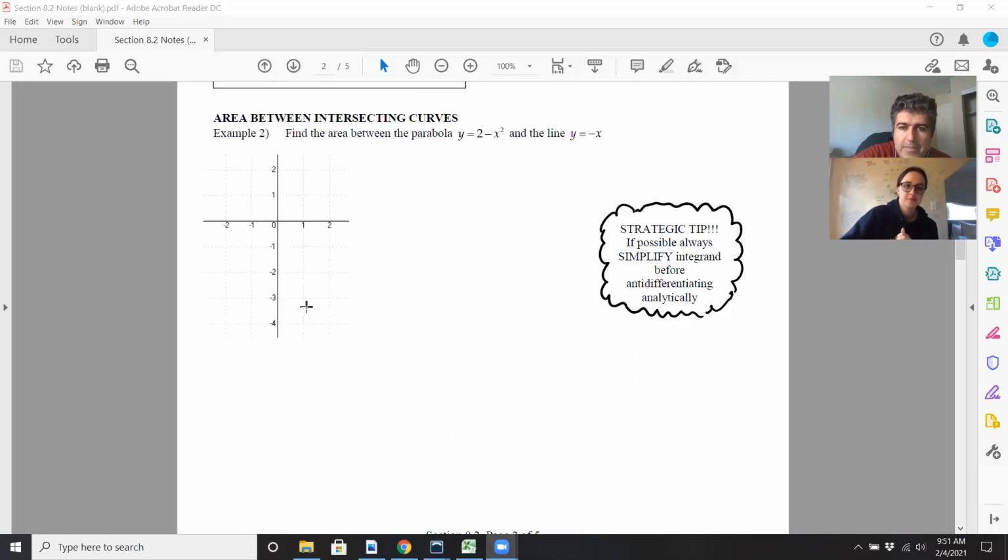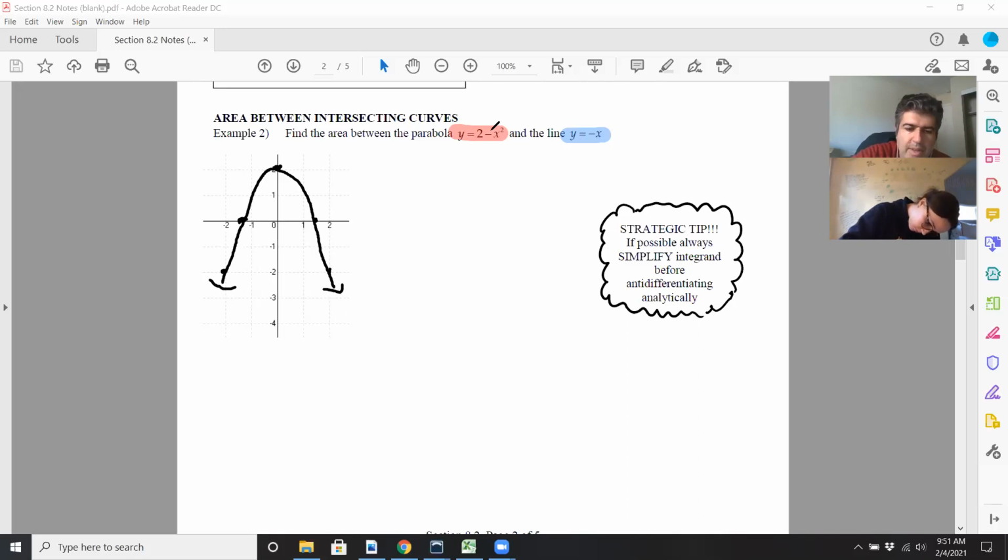Okay, let's look at another one here, example 2. In example 2, you got intersecting curves. Let's go ahead and graph them first. So let me do this one in red and this one in blue. And y equals negative x.